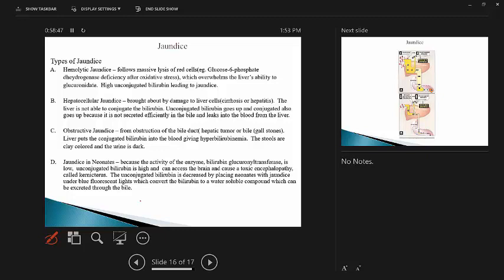So the unconjugated bilirubin is decreased by placing the neonates with jaundice under blue fluorescent lights, which convert the bilirubin to a water-soluble compound, which can be excreted through the bile. So you're breaking down the bilirubin, which is not terribly soluble in water, into more soluble compounds, so that you can get rid of it. And they have to cover the eyes to protect the retinas, okay? And so you'll see the lights.